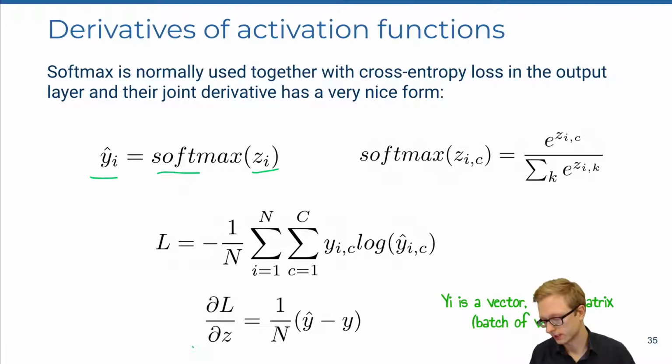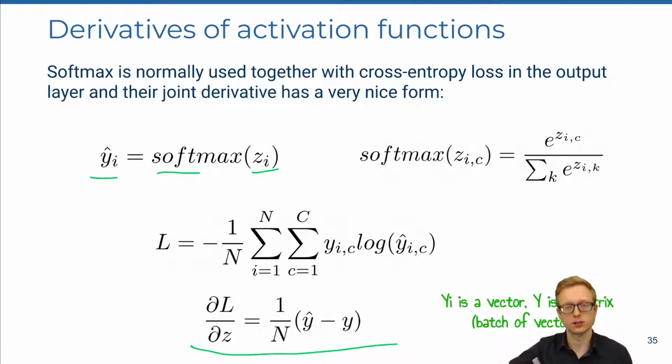And you can see that here. This is the partial derivative of the loss with respect to the inputs of softmax. So we've gone through both cross-entropy and softmax as well. And this is just the predictions from our model minus the true class labels, and divided by n if we are normalizing our loss by the number of data points.